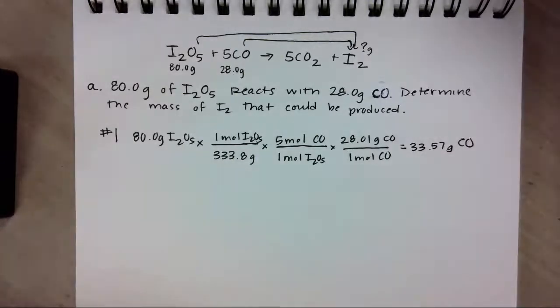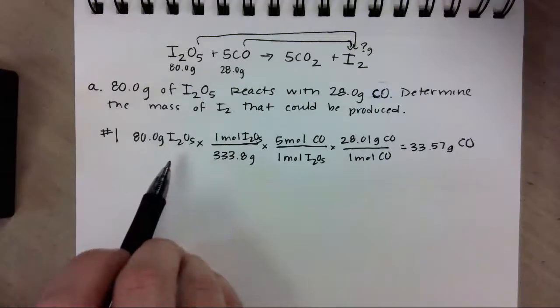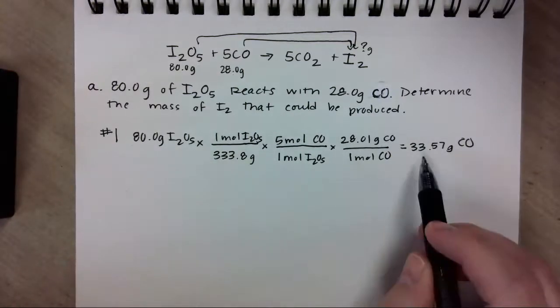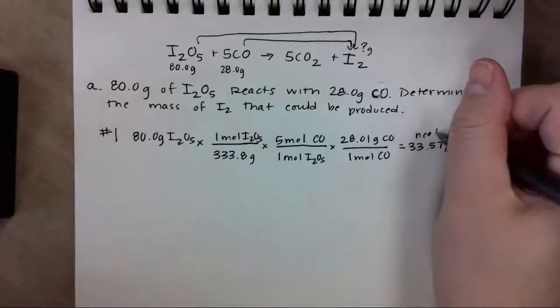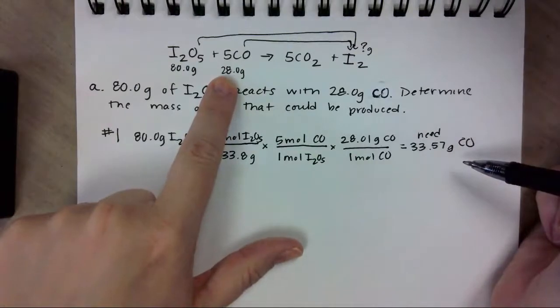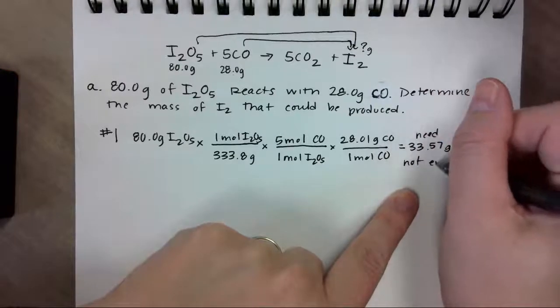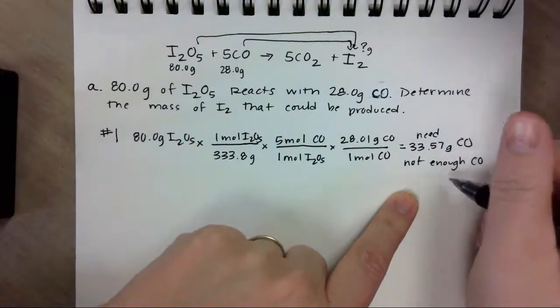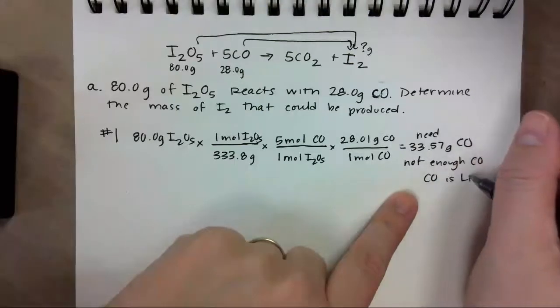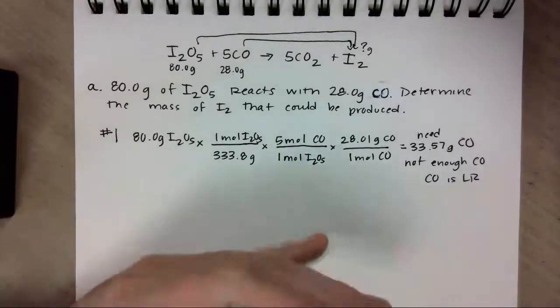Again, the hard part with this is remembering what the stoichiometry is asking us to do. This is essentially saying if I want all 80 grams of I2O5 to react, I am going to need 33.57 grams of carbon monoxide. And if I look at how many I have, I don't have that many. So I do not have enough CO. That means CO is my limiting reactant. Then I would take that limiting reactant and solve for my theoretical amount of I2.